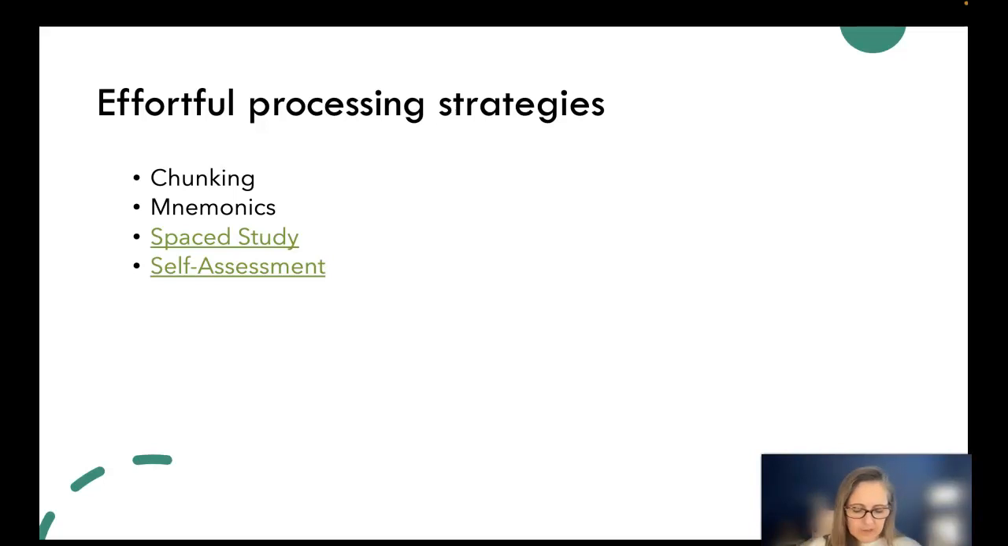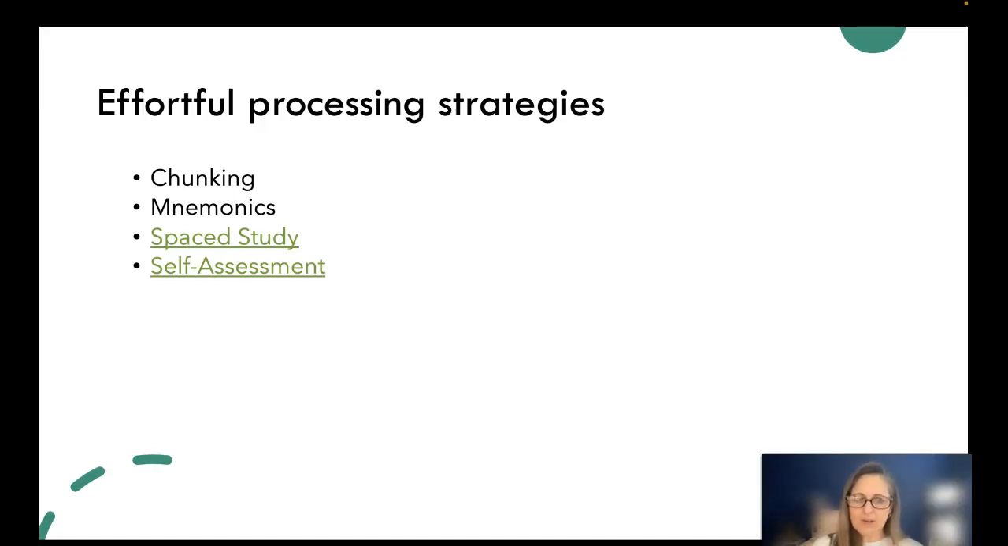Now, a couple of other techniques that you're hearing about in those Stephen Chew videos, and that we will talk a little bit more about, are spaced study and self-assessment. You've heard in the Stephen Chew videos that it's not a good idea to cram. Instead, it's better to spread your studying out over time. So study each subject a little bit every day. And there are a couple of reasons that that's important.